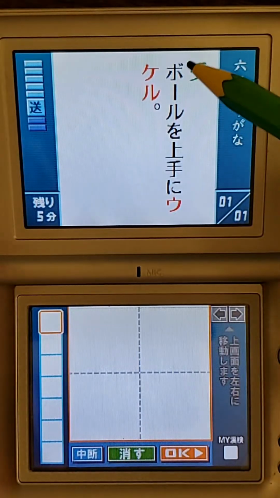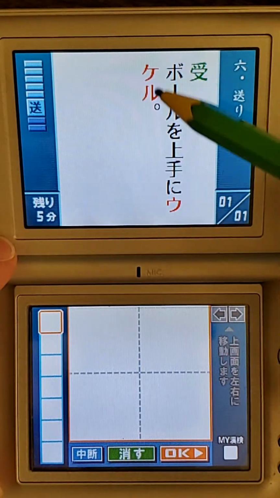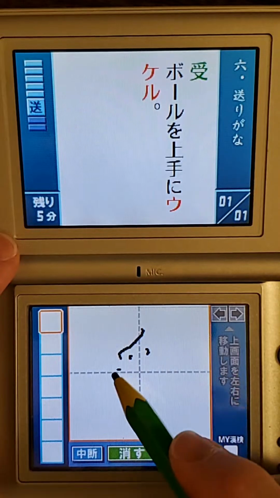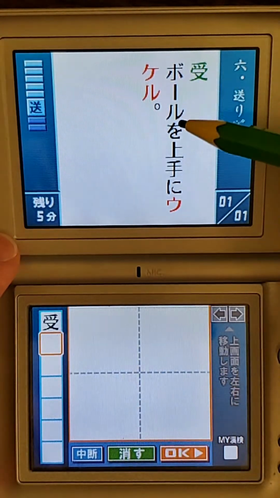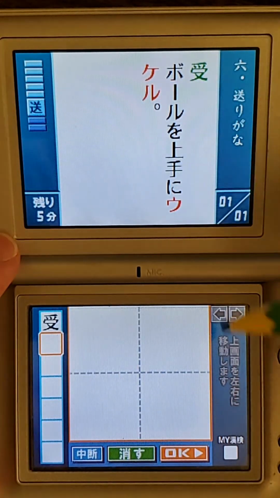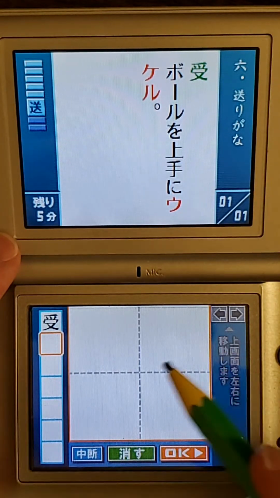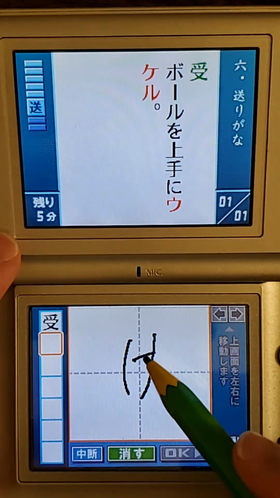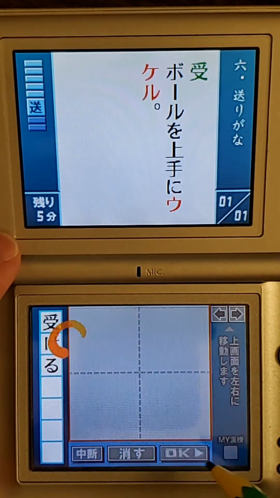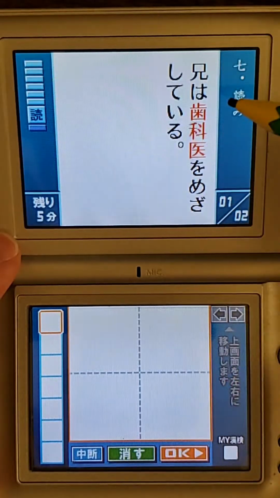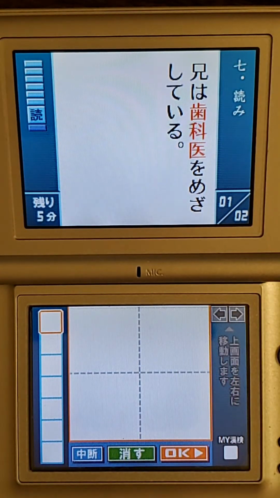Next one. So take this kanji and plug it in for that reading. So we'll write the kanji first. It's boru o jouzu ni ukeru. So you catch the ball with skill. Okay, you catch the ball good. So u and keru. All right, so you got to put the reading of the kanji.